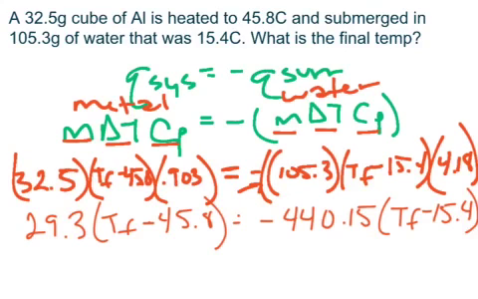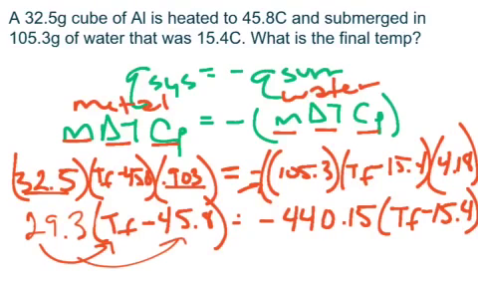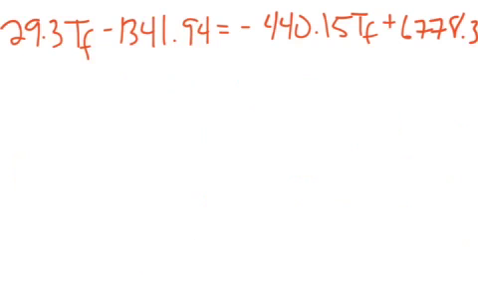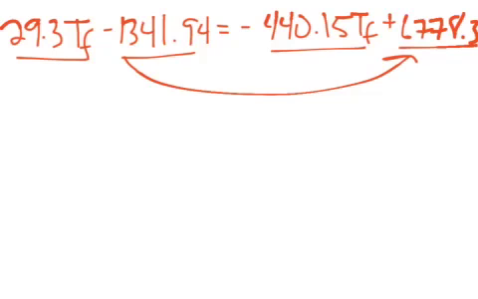So first simplification, I took the 32.5 times 0.903 and made that one number. On the other side, I did the same thing. So now the next step is going to be to distribute. I'm going to distribute the 29.3 to both of these numbers, distribute the 440 to both of these. When you distribute, you end up with two TF numbers and two numbers with no unit. So now you just have to combine like terms. I will probably add both sides by 1341.91 and then add both sides with 440.15 TF.